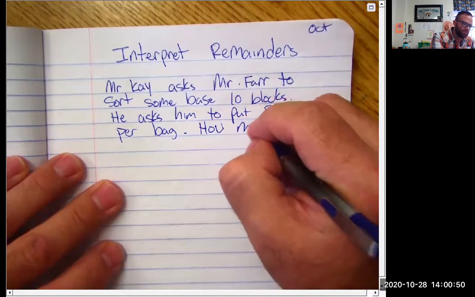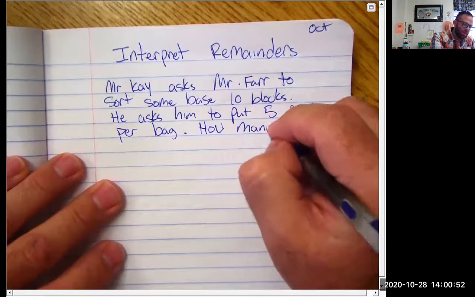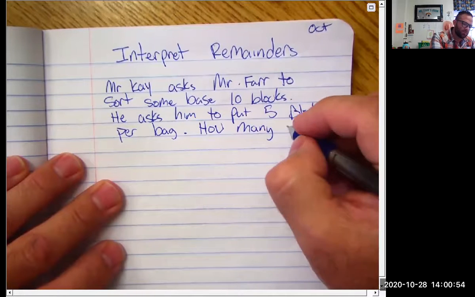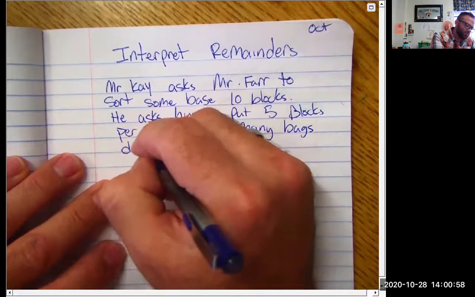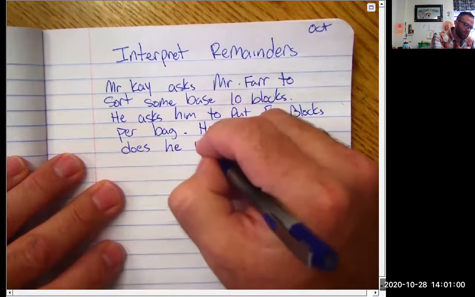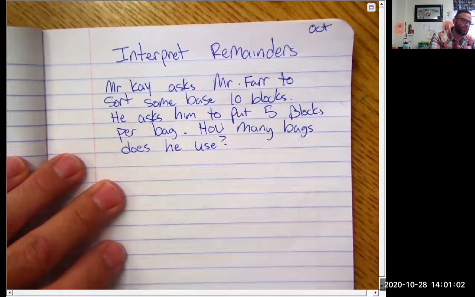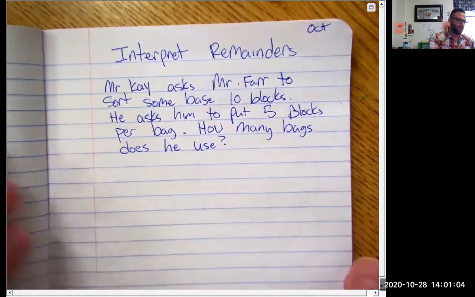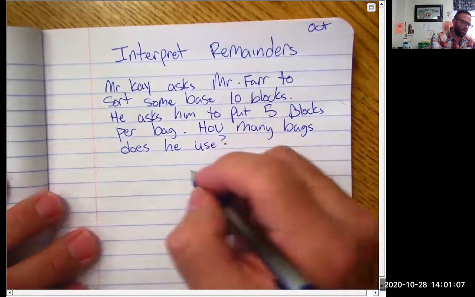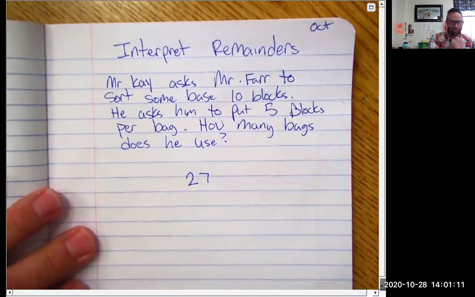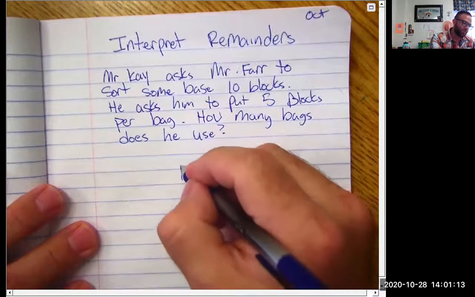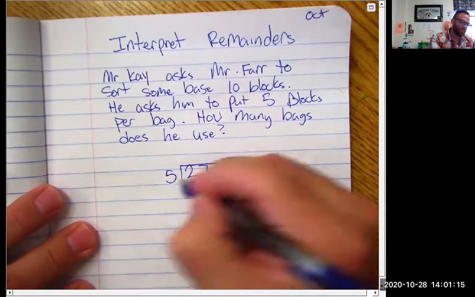Here's the question. How many bags does he use? Question mark. Okay. So let's say that Mr. K gave me, I don't know, let's say he gave me 27 base 10 blocks, like little unit cubes. And he gives me 5 bags to put them in.